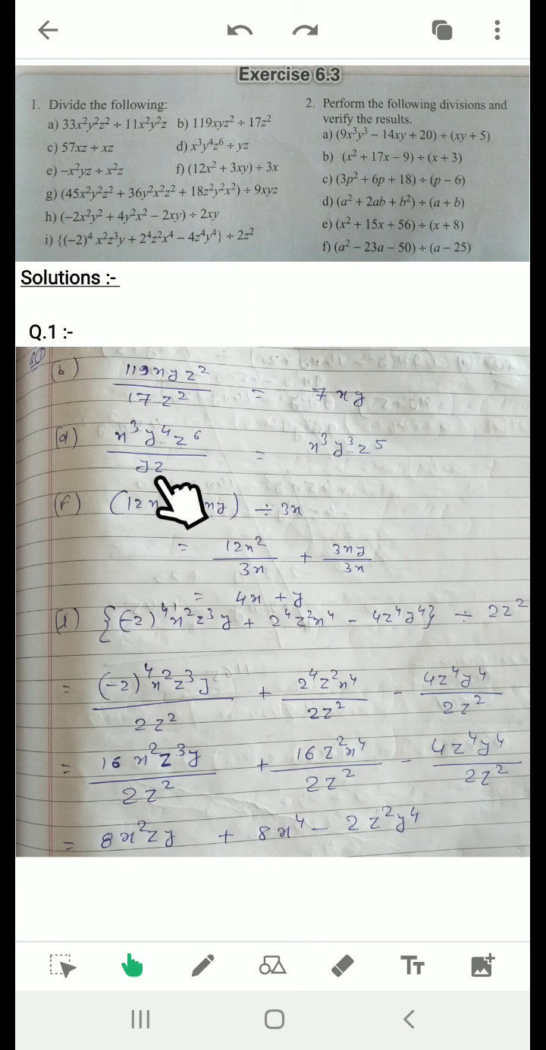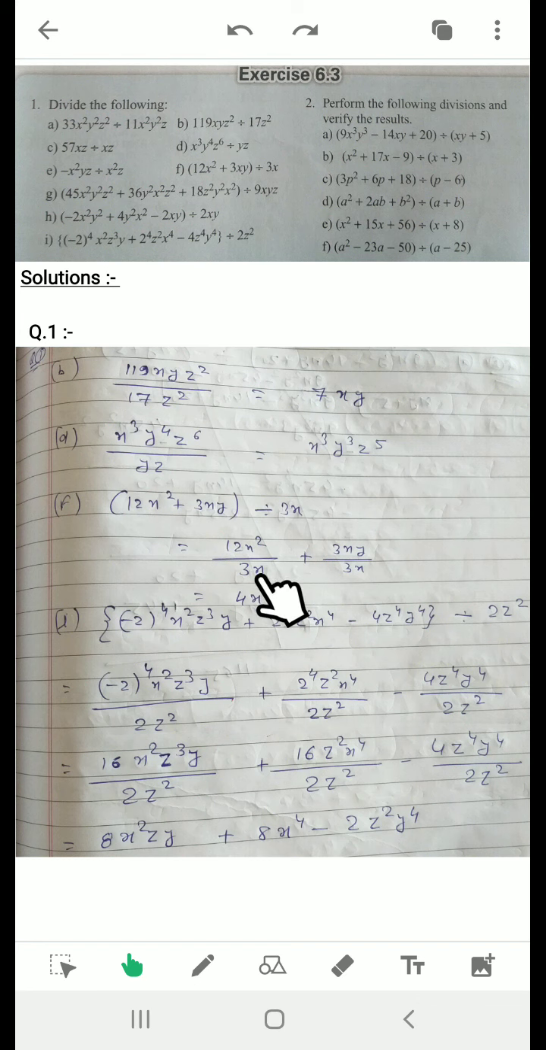Question number F I have solved next. That is 12x square plus 3xy divided by 3x. It is the case of a binomial divided by monomial. How to divide a binomial by monomial, or how to divide a polynomial having more than two terms by a monomial? In that case, we divide all the terms by the monomial. So 12x square divided by 3x plus 3xy divided by 3x.